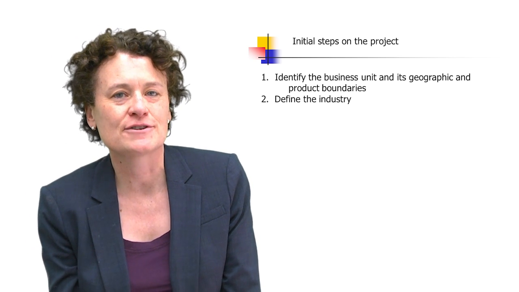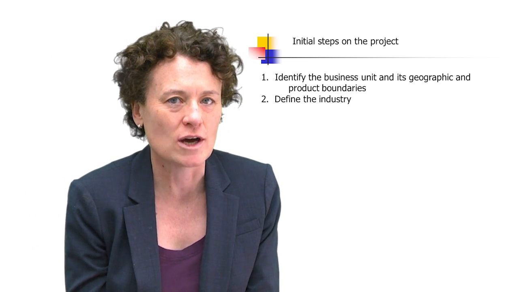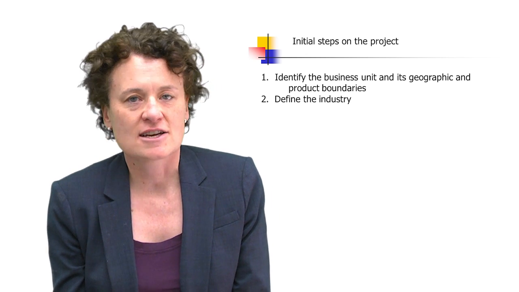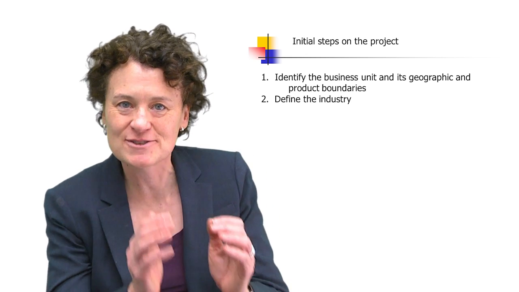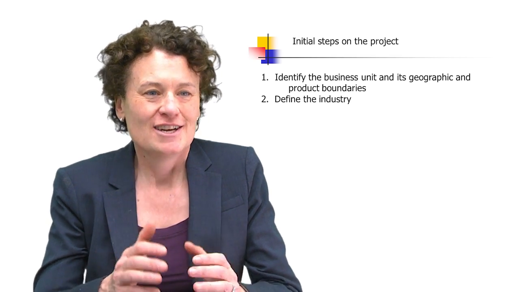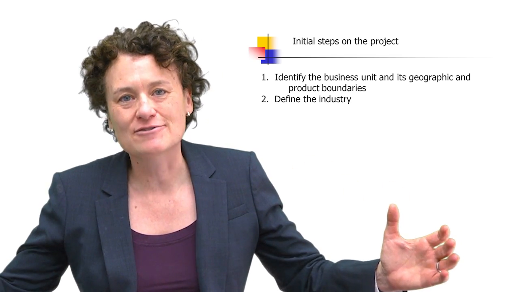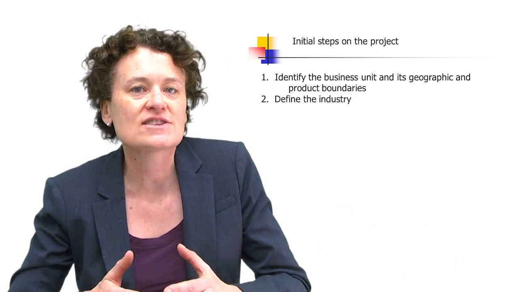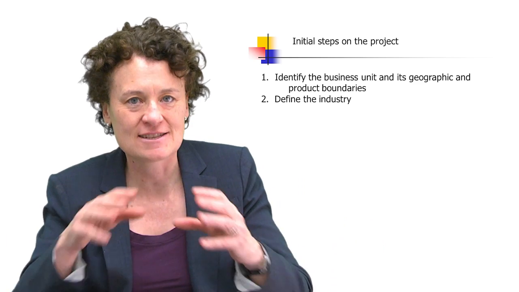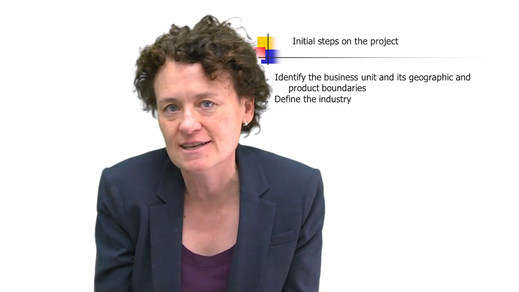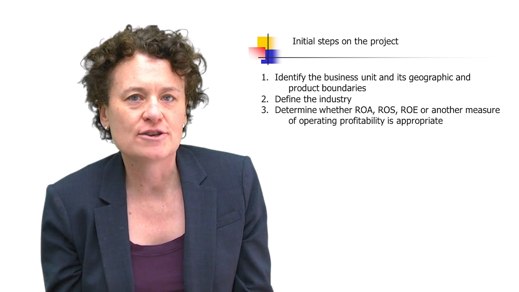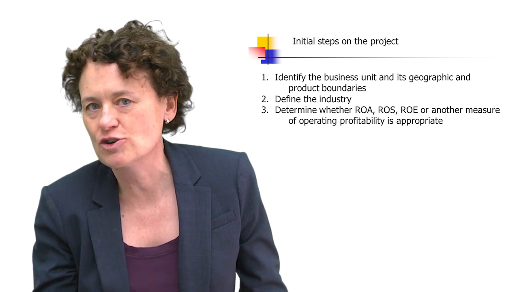Second step, after you've defined the business unit that you want to look at, is to define the industry. If you've done a comprehensive job on the business unit definition, it's relatively straightforward to identify the industry boundaries. You want to look for competitors that are in the same geographic and product space as the business unit that you've targeted.